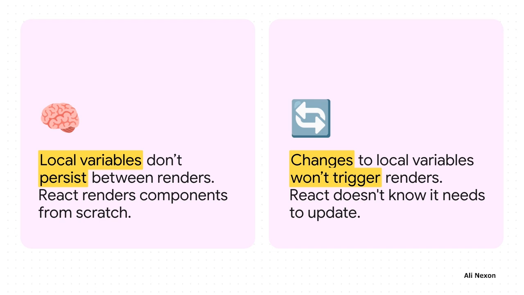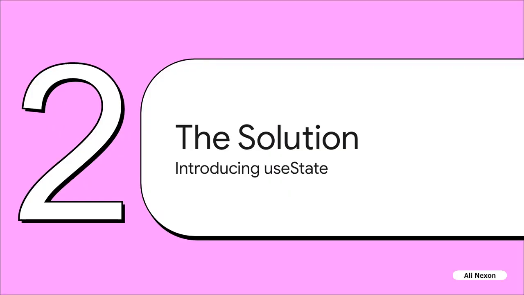It's a silent change. React has no idea that something important happened, so it doesn't know it needs to update the screen. So what we need is a special kind of variable, one that can survive between renders and can tell React, hey, wake up, something changed, you need to re-render. And that, my friends, is where our hero comes in. Let's meet our very first React hook, useState.